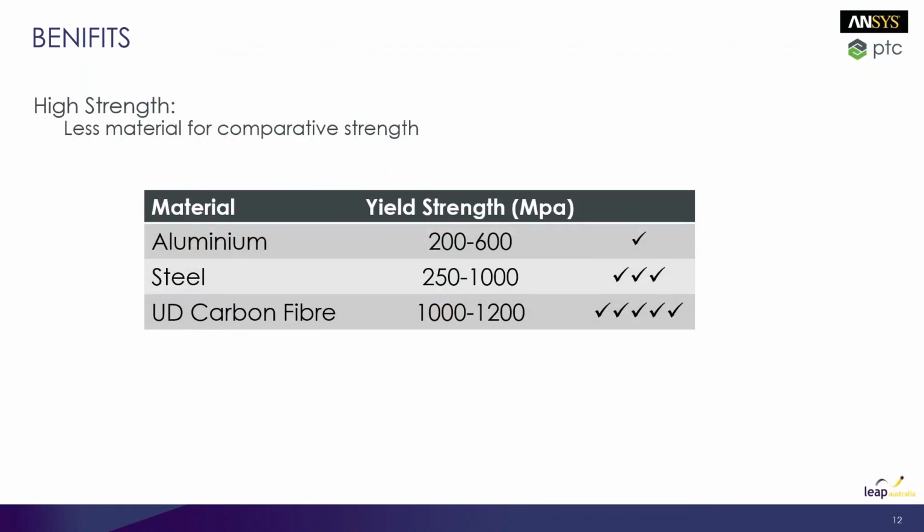Another big benefit is high strength. So when we're looking at a unidirectional carbon fiber, so I'm talking about loading these fibers along their length, their yield strength is incredibly high, over 1,000 megapascals. So there's very little competition in this area for a material which is 3 times lighter than steel and has at least equal to better strength. That will result in a really good specific strength, which is strength divided by weight.